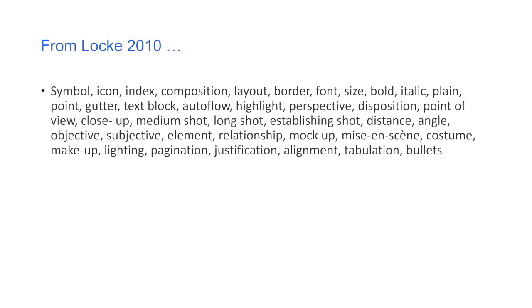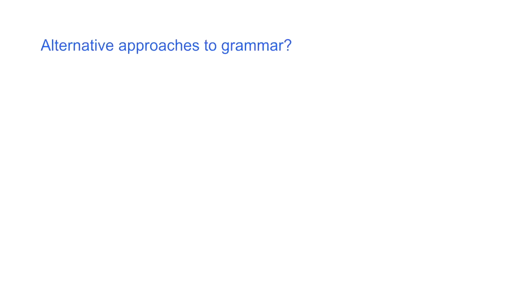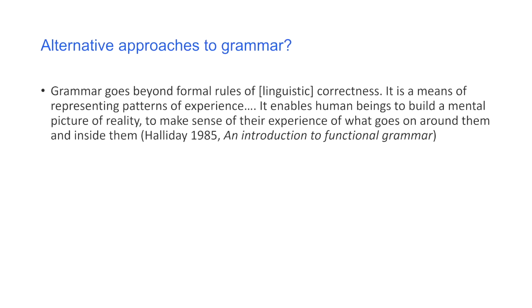Anyway, so Locke from the reading this week, if you've had a look at that, talks about grammar or convention in quite a different way. He uses language like symbol and icon, index, composition, layout, border, font, italic, plain, and so on and so forth. He says that this is a set of language that might enable us to think about grammar more expansively. So we might be thinking really about alternative approaches to grammar here.